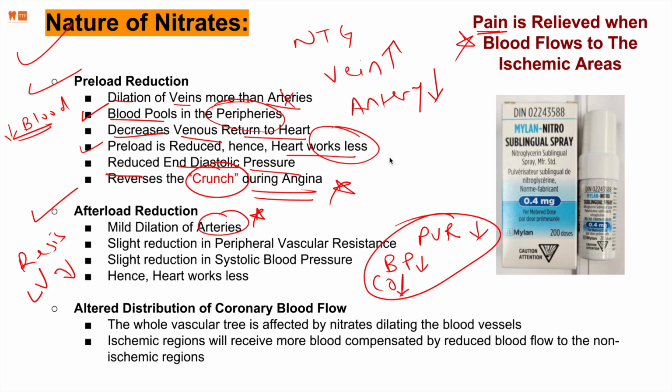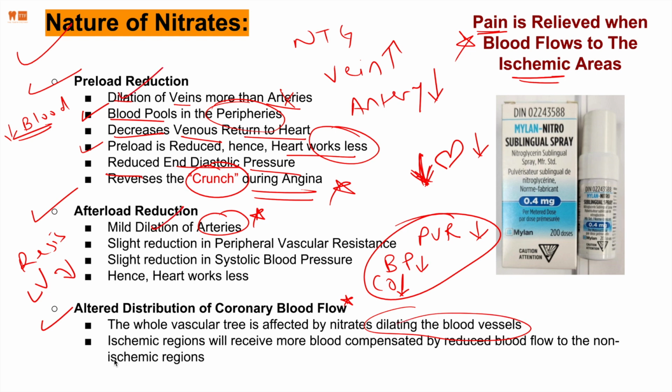Now, that is just reducing the heart's work. Therefore, it pumps less blood. Great. But what does that have to do with the pain? The pain is caused from areas of ischemia, right? Well, the third and the most important nature of nitrates is altered distribution of coronary blood flow. Very important. The whole vascular tree, arteries, vessels, capillaries, everything is affected by nitrates dilating blood vessels. So we notice dilation, right?